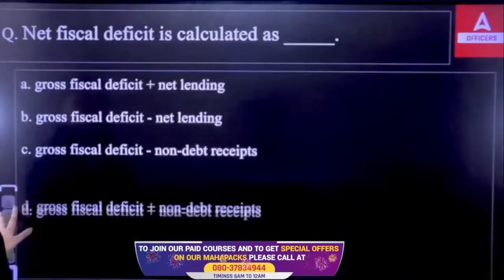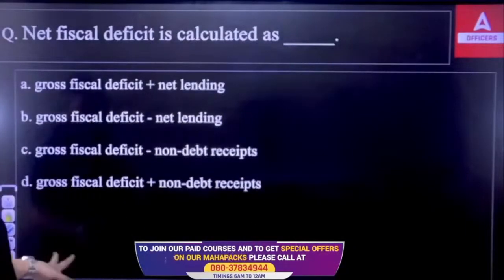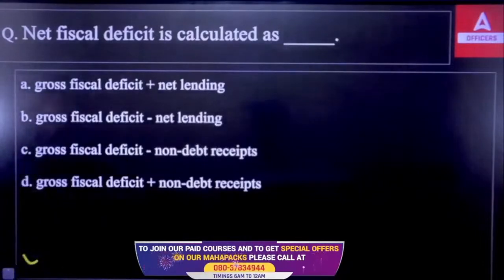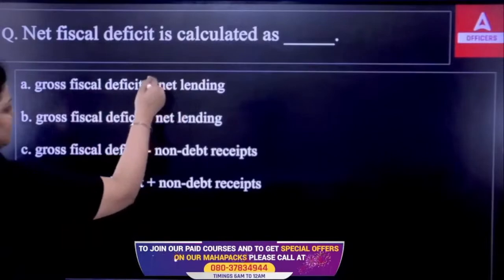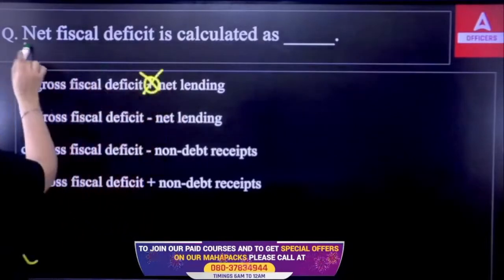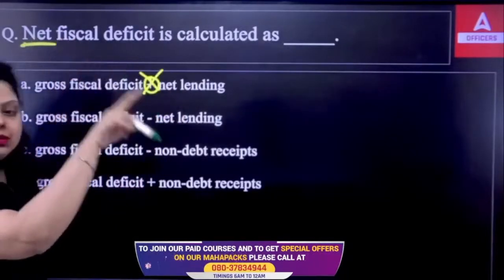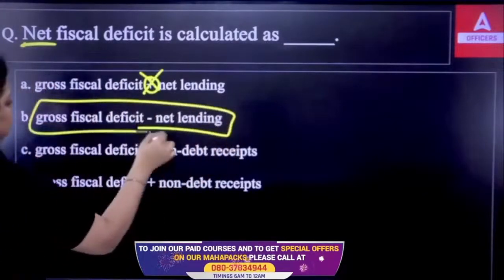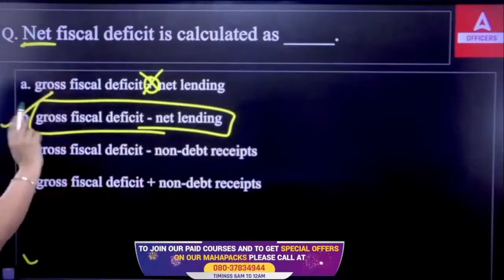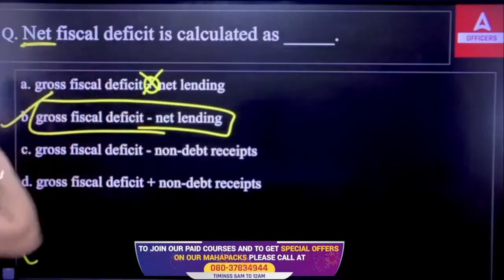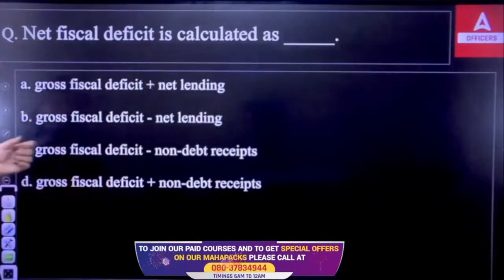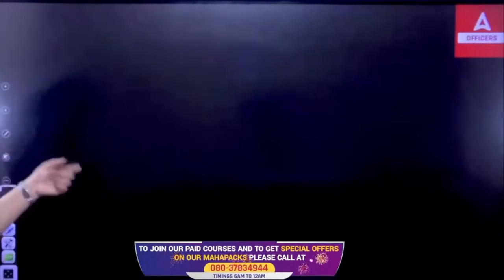Next question. Net fiscal deficit is calculated as, which we have discussed in this particular session. Which of the following is the correct calculation? It is asking for the formula. Gross fiscal deficit plus net lending: you can't add, you have to calculate the net value. Net means the remained value. So gross minus net lending, is it true? Yes, we have just discussed it in the form of a difference. The difference between the two is known as net fiscal deficit. So simply gross fiscal deficit minus net lending is the right option. Right answer will be B.